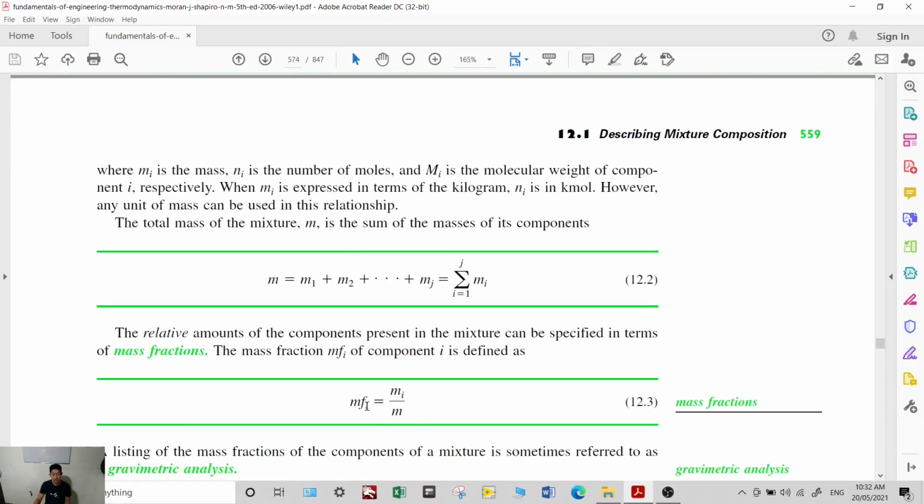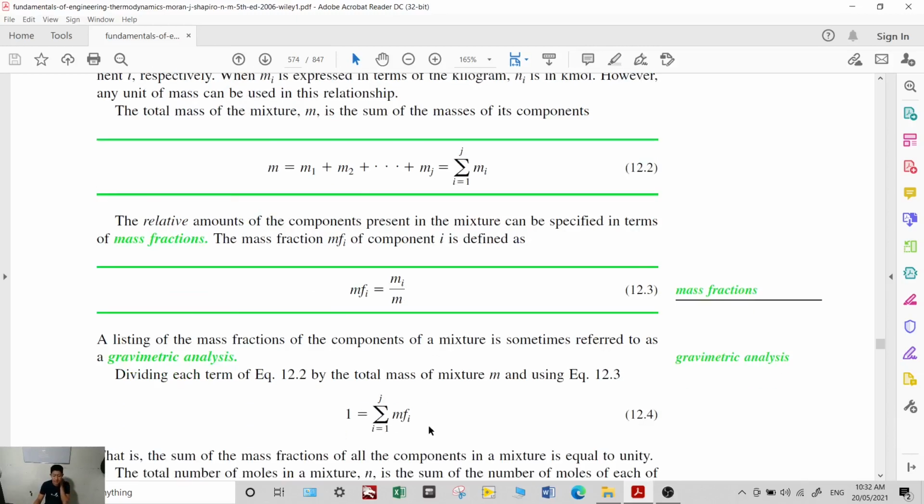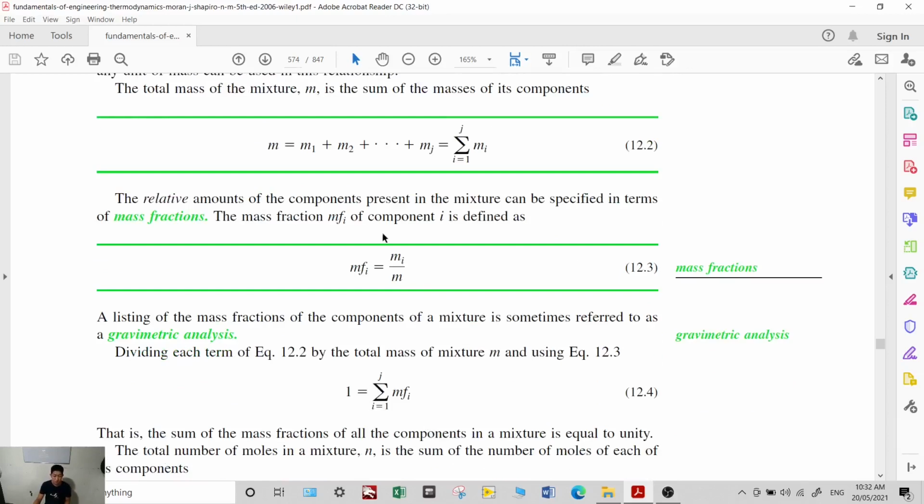So mass fraction, mf sub i, is just equal to the mass of the component divided by the total mass. If the mixture is described by its mass fraction, it is called the gravimetric analysis. Now, if you sum up all the mass fractions, it should equal 1.